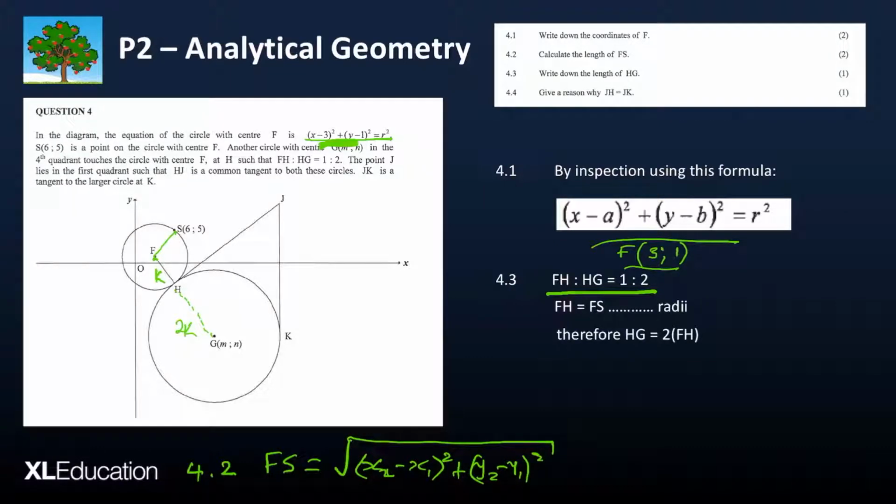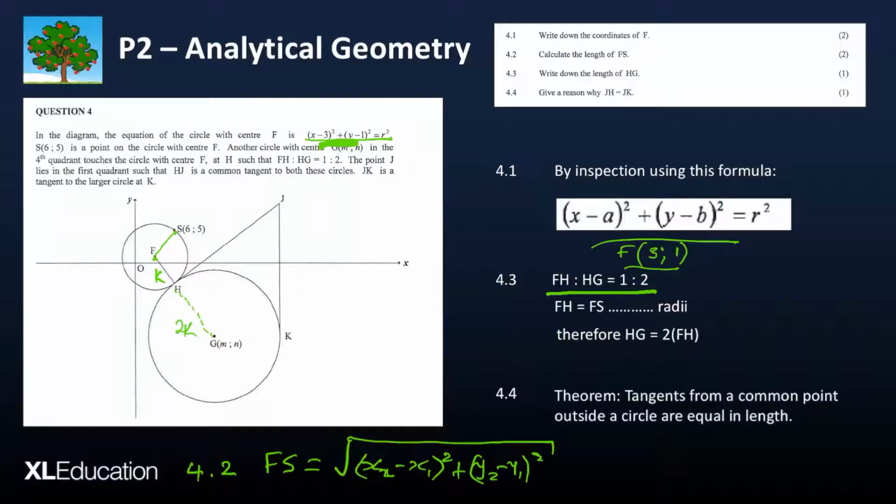4.4, give a reason why JH is equal to JK. The reason is you can see that these two are tangents from a common point outside the circle. So that is the reason. Okay, so let's go to the next question.